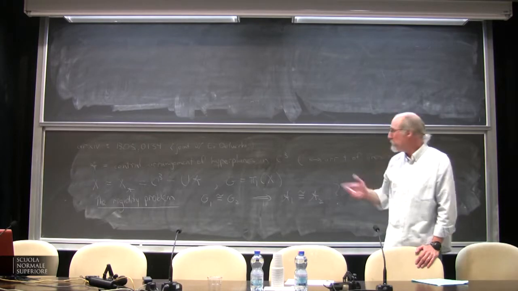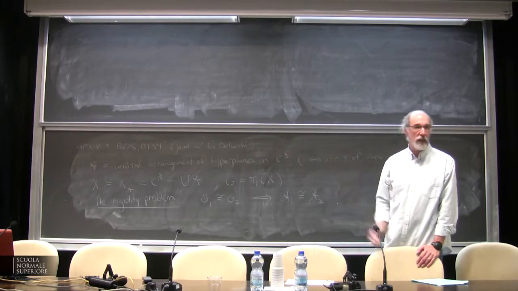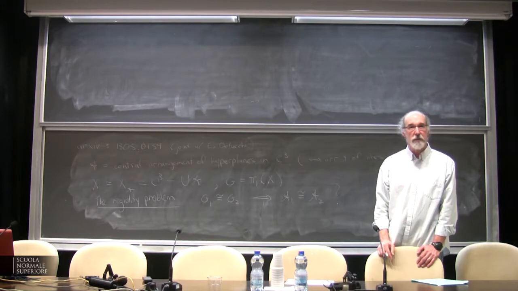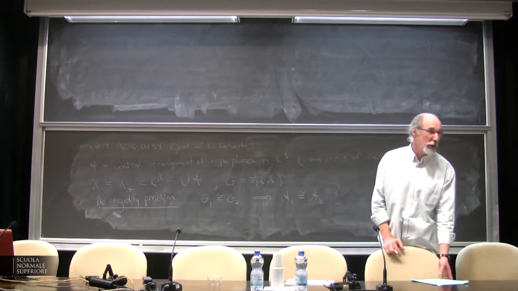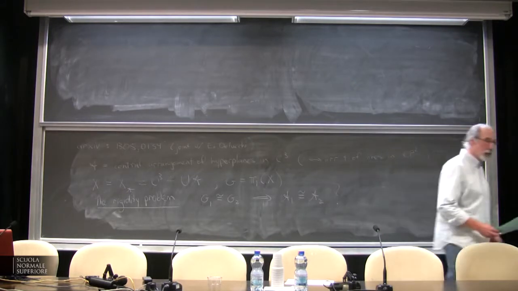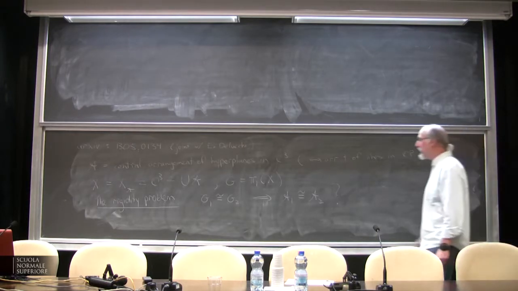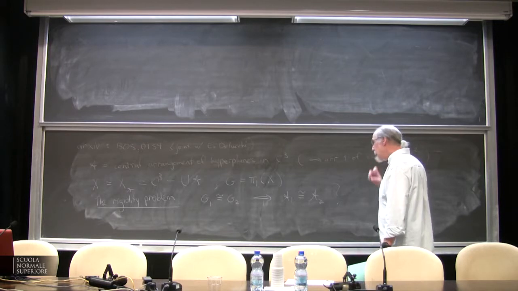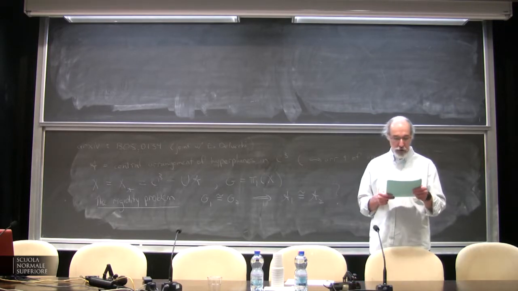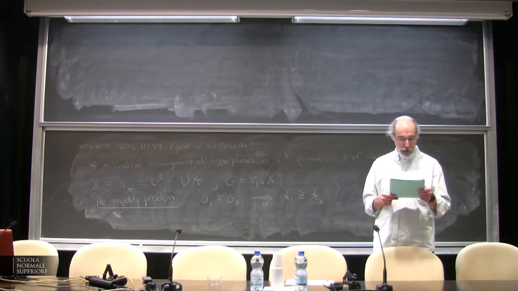So why do I call it the rigidity problem? Well, this is kind of analogous to Mostow rigidity. If X was a hyperbolic manifold, if I remember my graduate school education correctly, Mostow rigidity says if two hyperbolic manifolds have isomorphic fundamental groups, then they're isometric. So this is kind of an analogous thing, but that's all I'll ever say about Mostow rigidity in this talk, or probably ever.